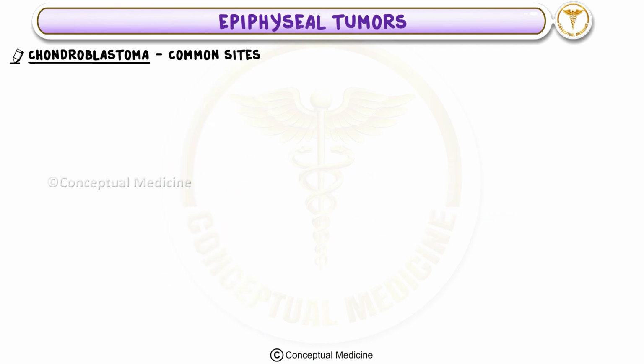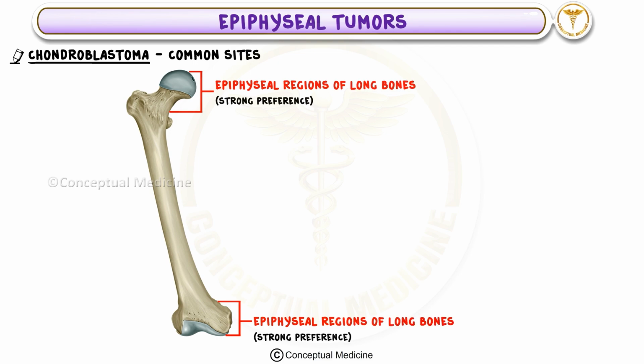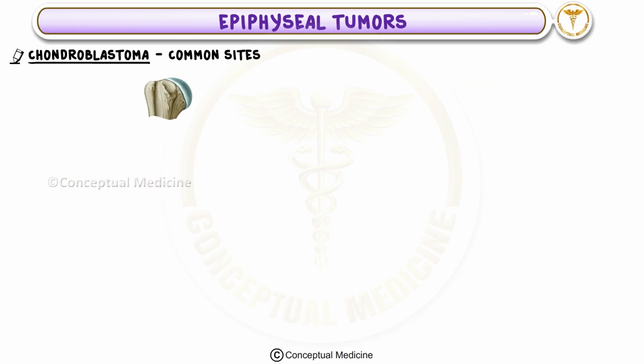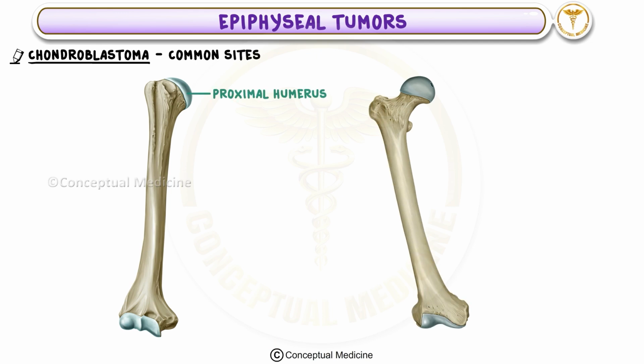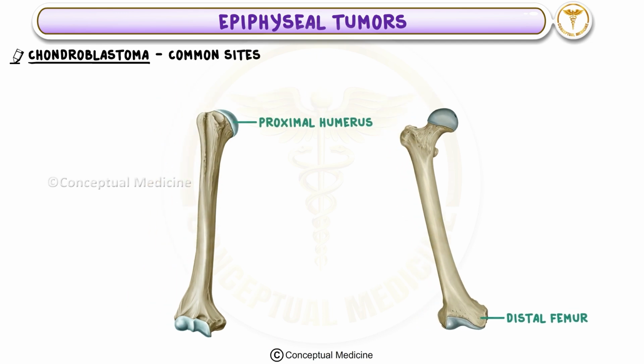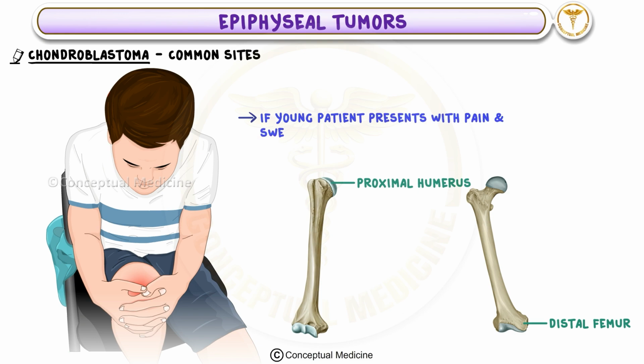Common sites. It has a strong preference for the epiphyseal regions of long bones. The epiphysis, as you know, is the rounded end of a bone near the joint. Common sites include the proximal humerus and the distal femur. So, if a young patient presents with pain and swelling around these areas, we might consider chondroblastoma as part of our differential diagnosis.